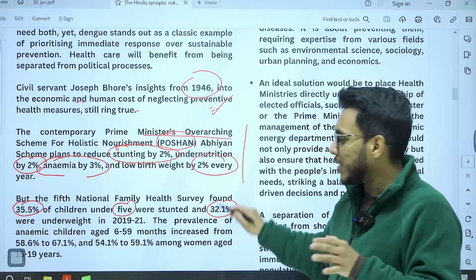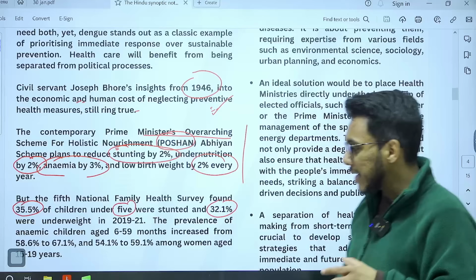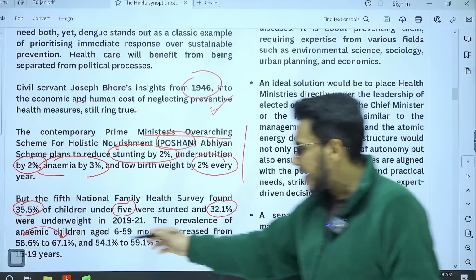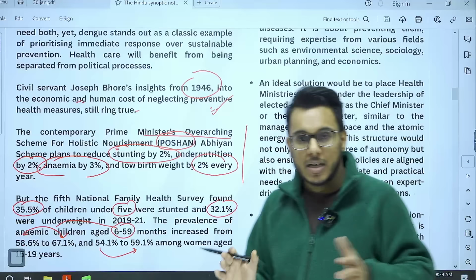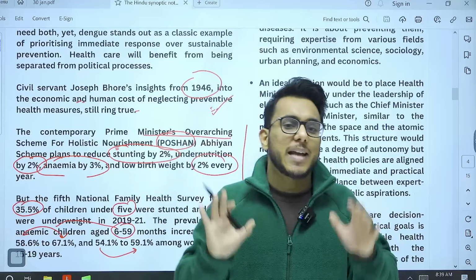32.1% children are underweight. And the anemia has actually increased. It provides that anemia increased from 58.6% to 67%. In children between 6 to 59 months, it has increased from 58 to 67.1%, and in women, it has increased from 54.1% to 59.1%. So, though so much expenditure is being done, much improvement has not happened.